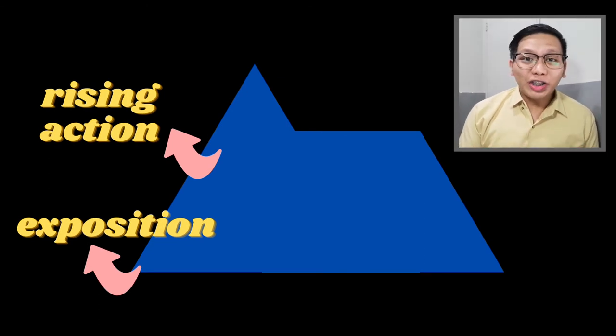Now we've reached the topmost part of our roof-like figure, and this reminds us of climax.